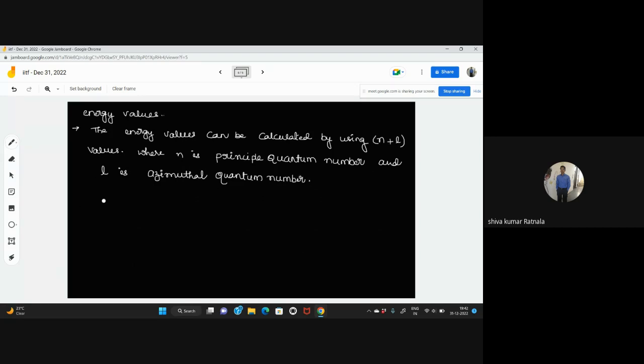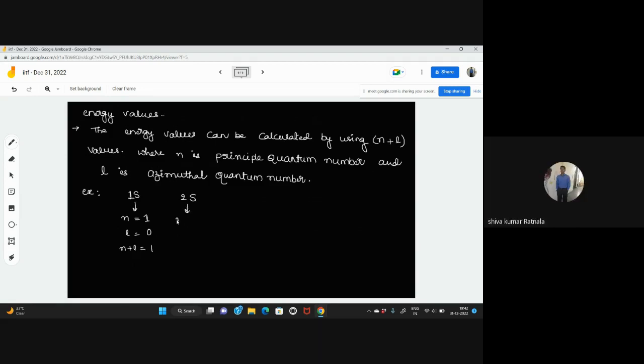For example, if I'm taking 1s and 2s, what is the n value for 1s? n equals 1. And L equals 0. And the n plus L value is 1.